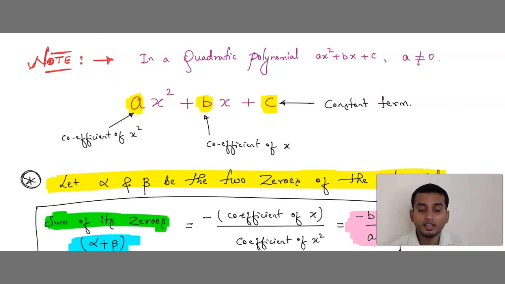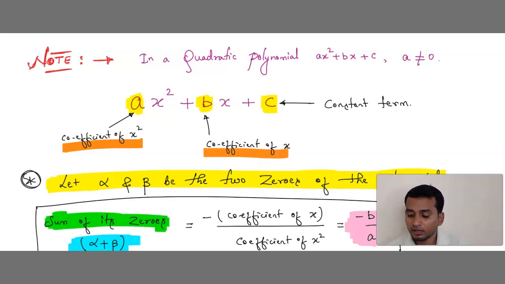This a is known as the coefficient of x square. And this b, we call it the coefficient of x. And this c we call the constant term. Remember, a is the coefficient of x square, b is the coefficient of x, and c is the constant term.